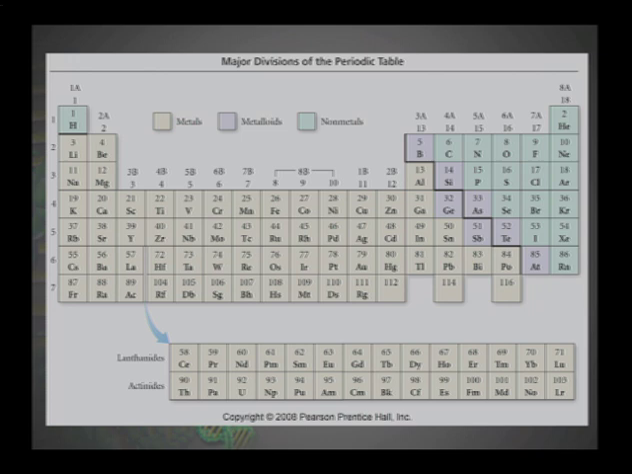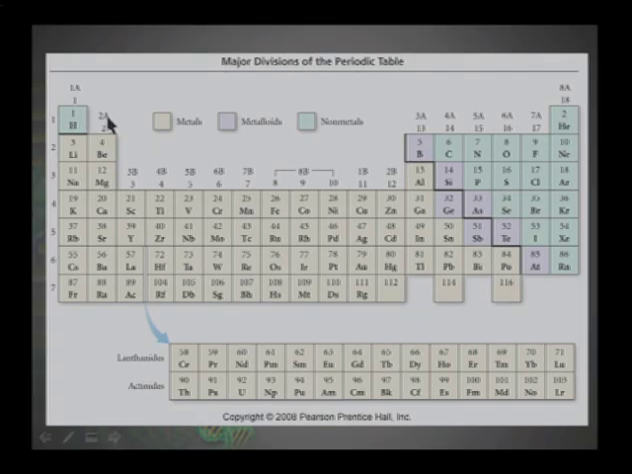Now, the elements are organized in a so-called periodic table, and I would encourage you to download a periodic table and print one out that has both atomic numbers and atomic masses. This one that I'm using only has atomic numbers. And when you look at a periodic table, as you work from left to right, you'll notice that numbers get bigger. So hydrogen is element number 1, helium element number 2, lithium number 3, beryllium number 4, and so on.